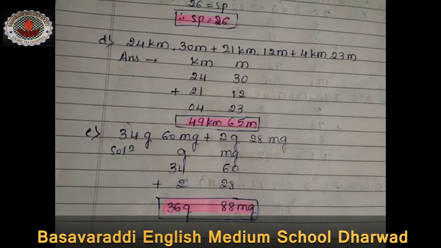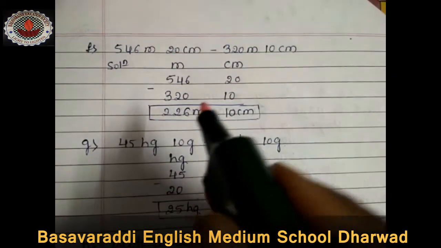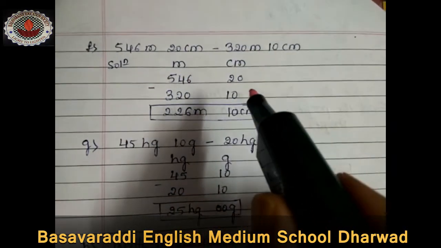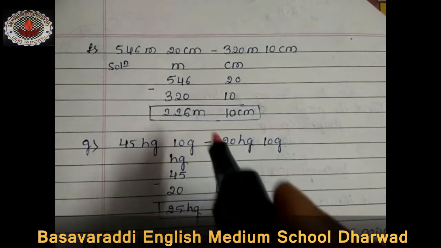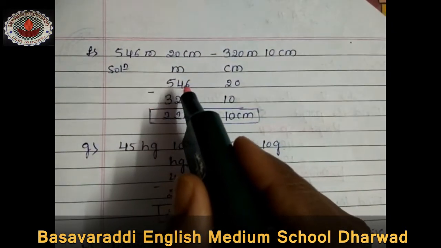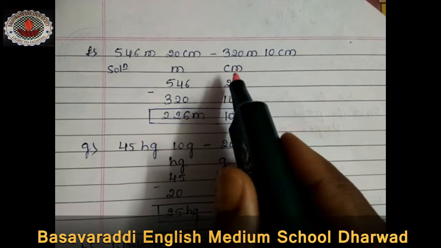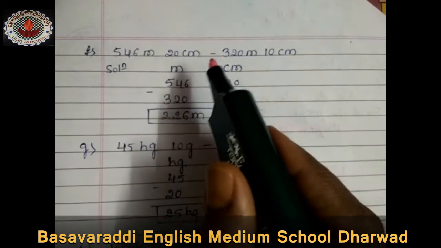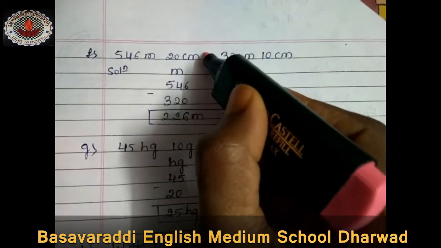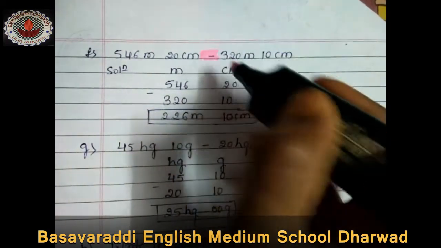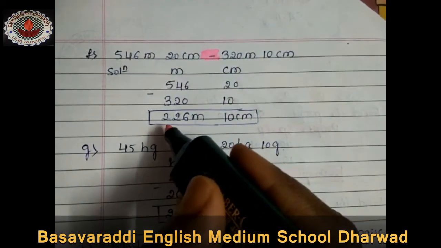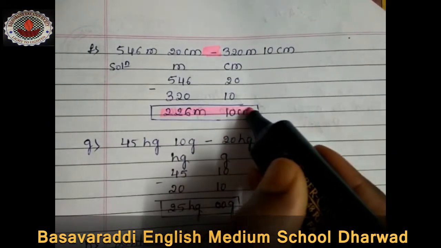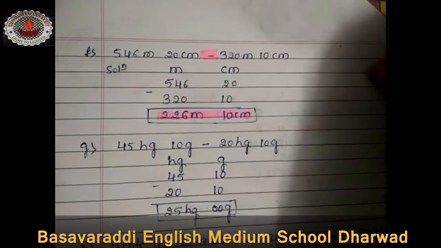Let us move to the F question. The F question is the same as the D and E. So make two columns, one for the meter and one for the centimeter. Write the values in the respective columns: 546 and 20, which comes under centimeter, then 320 and 10. So do the subtraction. Why? Because the question is in subtraction form. Let's do the subtraction. After subtraction we get 226 meter and 10 centimeter. Okay, this is the answer for the F question.